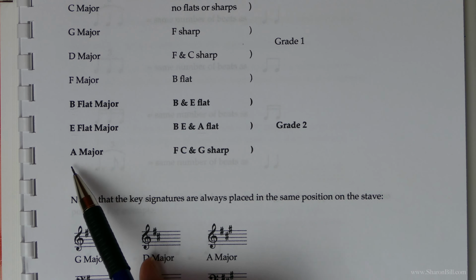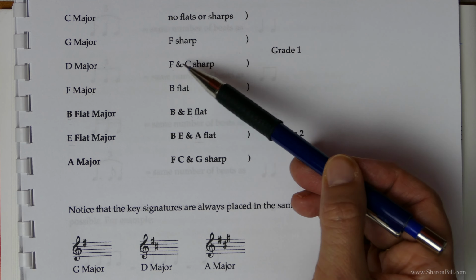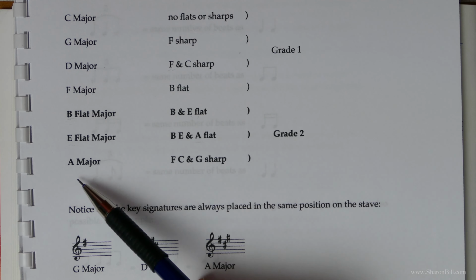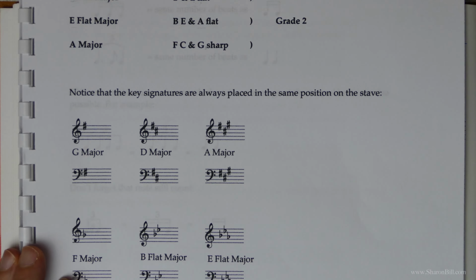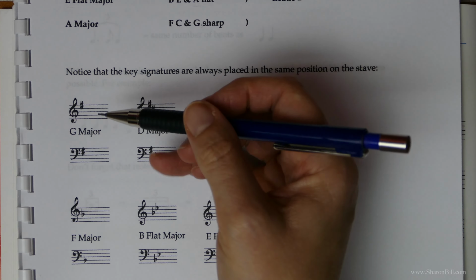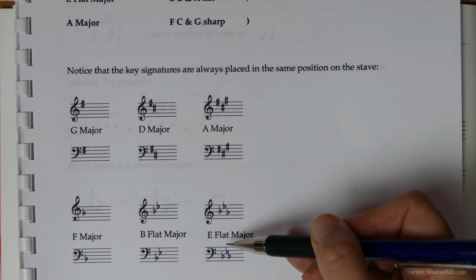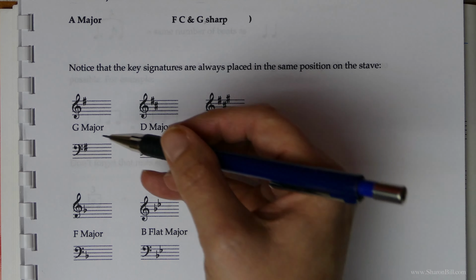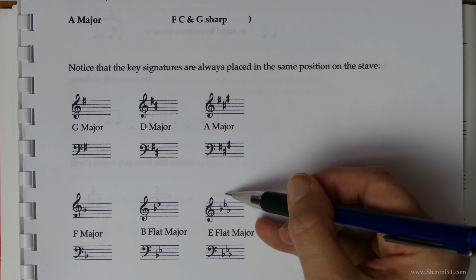A major has got 3 sharps, so we're extending from D major, which has got F sharps and C sharps, to F sharp, C sharps and G sharps now. If you'll notice, they're written in a very particular way, and so you always need to position these sharps and flats exactly as it's shown here, and it always makes a sort of diagonal diamond pattern.